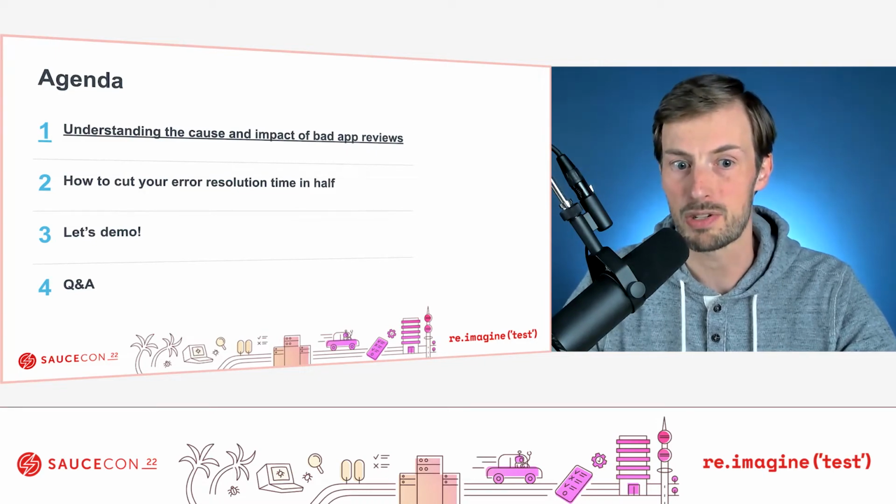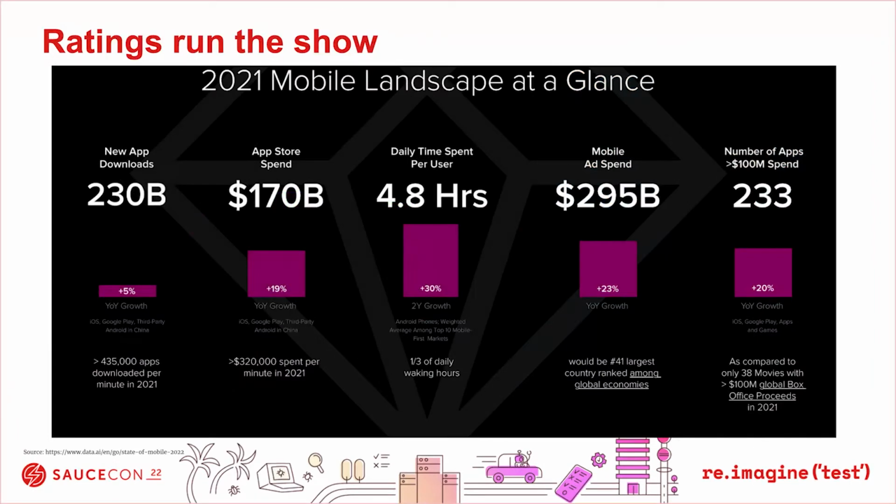Let's talk about understanding the cause and the impact of bad reviews. I've done similar talks like this before, and I try to do them every year, and I look back at what has been happening in the mobile space. There's a couple of companies out there that bring out very interesting reports. Data.ai is one of them. Link is down below. It's a really interesting report where they looked at what happened in 2021, and I use that to take a look at what is happening in the mobile space and what are some takeaways that I would want to share with everybody today.